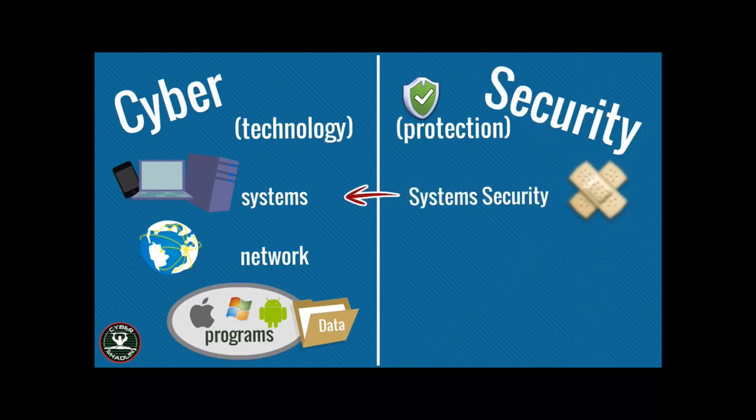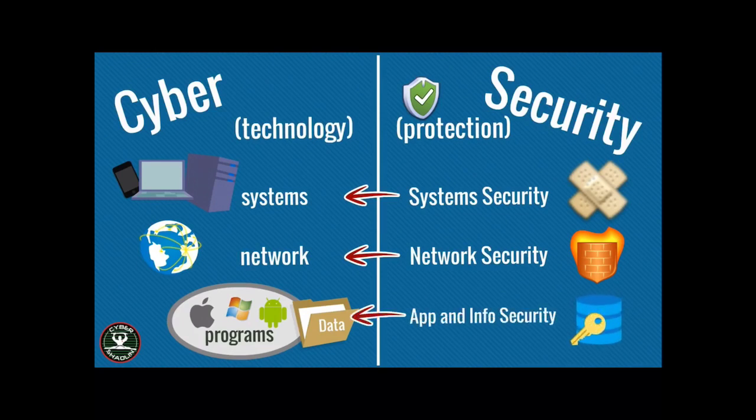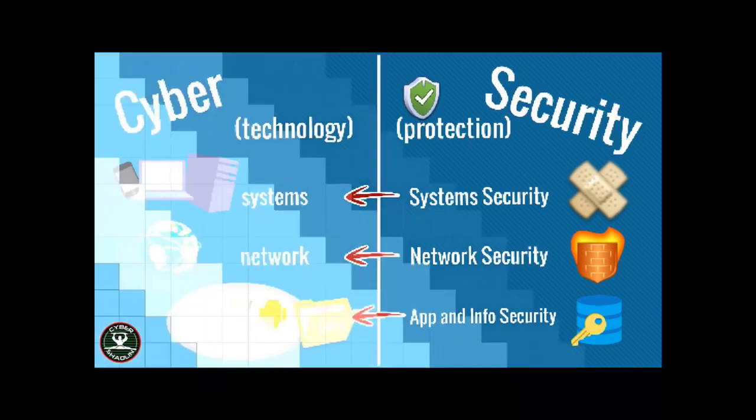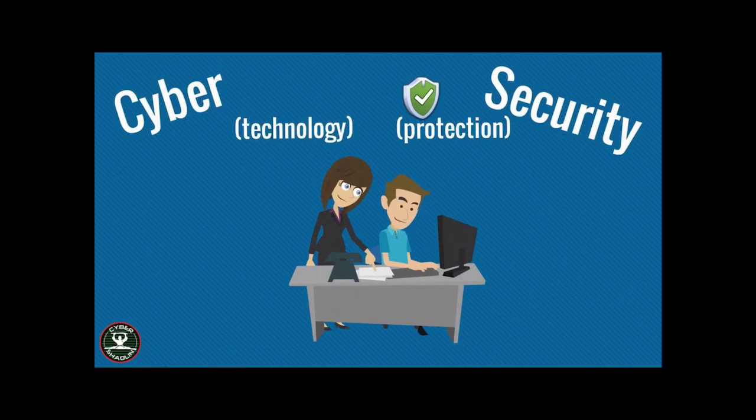When systems are protected, it is known as system security. Patching is an example of system security. When computer networks are protected, it is called network security. A firewall is one part of network security controls. When software programs are made secure, it is known as application security. When data is made secure, it is known as information security. And finally, cybersecurity is incomplete without the end user. So you and I play a big part in cybersecurity.